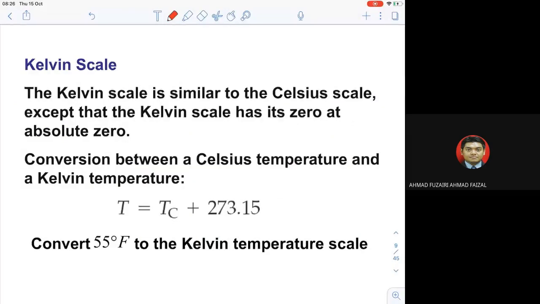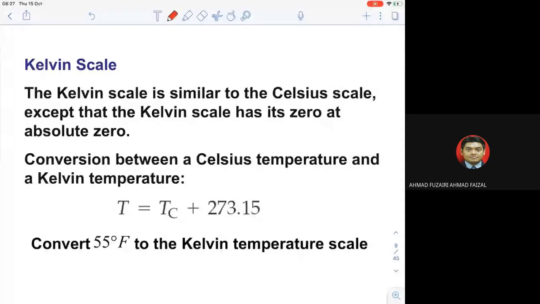So this is a Kelvin scale. When we talk about the Kelvin scale, it is actually a temperature scale that can bridge between Celsius and Fahrenheit, because of course in Malaysia we use Celsius, but in the USA we use Fahrenheit.